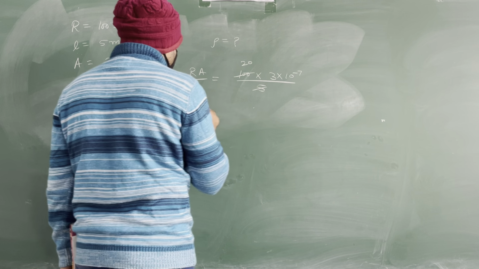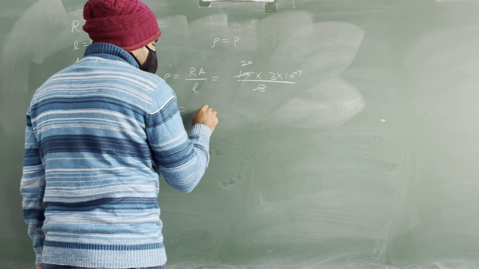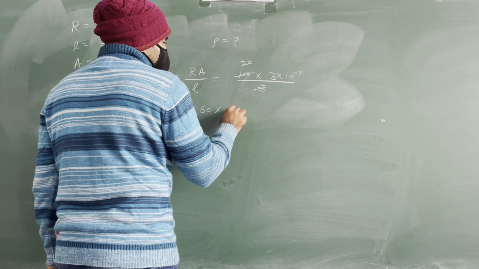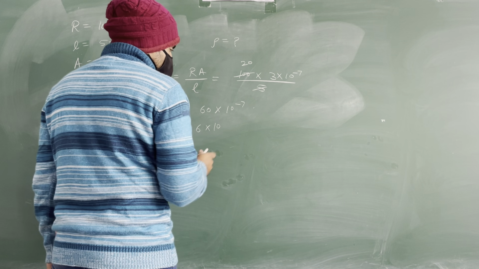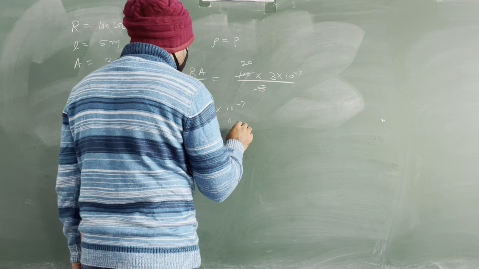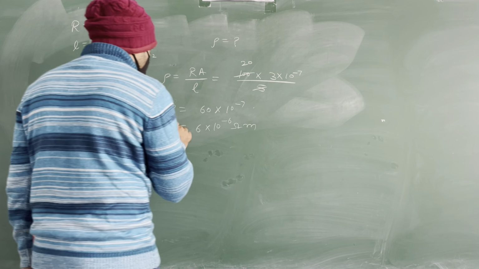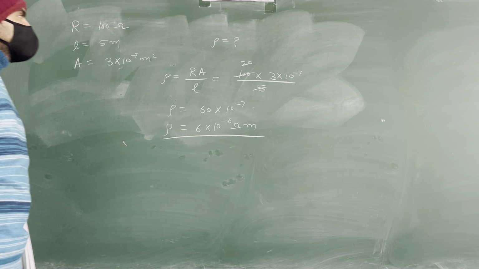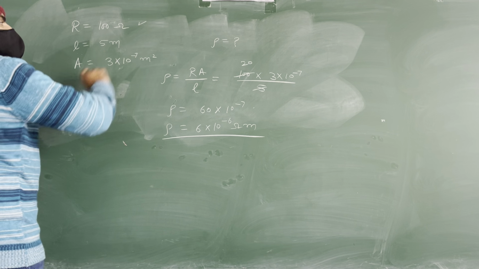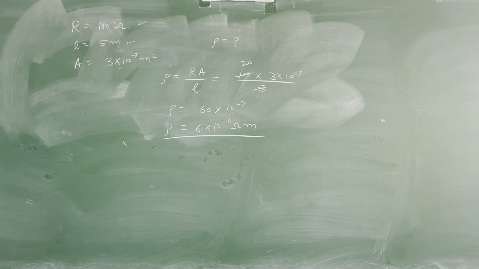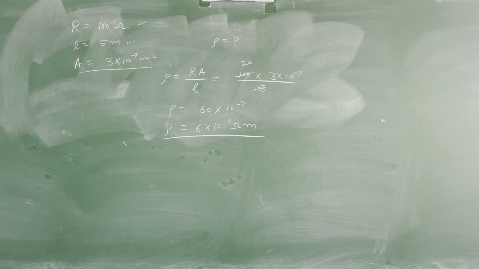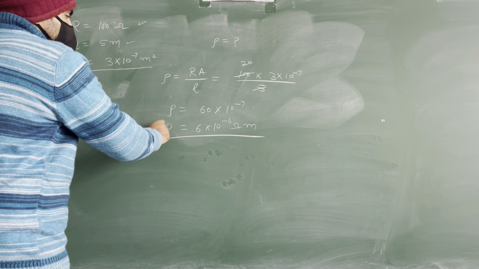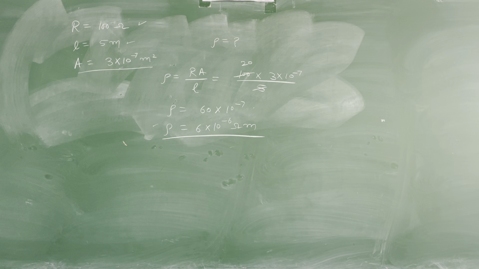When we cancel these terms, we have the value of 60 into 10 raised to power minus 7, or 6 into 10 raised to power minus 6 ohm meter. So the resistivity of a wire having a resistance of 100 ohm and length 5 meter and having area of cross section of 3 into 10 raised to power minus 7 meter square will be 6 into 10 raised to power minus 6 ohm meter. Okay, let's discuss another example.